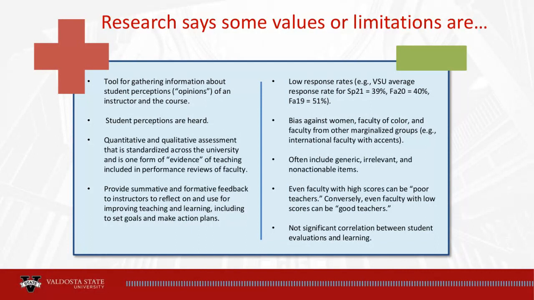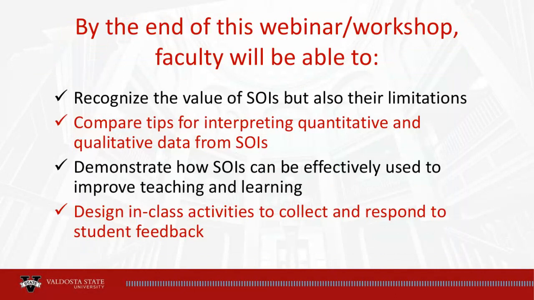So I think we're going to now get into the meat of the webinar. So for today, by the end, we've already begun to recognize the value of SOIs, but also their limitations. We are going to compare tips for interpreting the quantitative and qualitative data. So hopefully now you're like, wow, this is way more complex than I thought. How am I going to interpret this now? And so we're going to learn some strategies and share some. We are going to now even flesh out how to use them for teaching and learning. So even though they're limited, even though some of them may be biased, some of the comments may be irrelevant, we're going to actually work through how to effectively use them. And I know many of you probably already do.